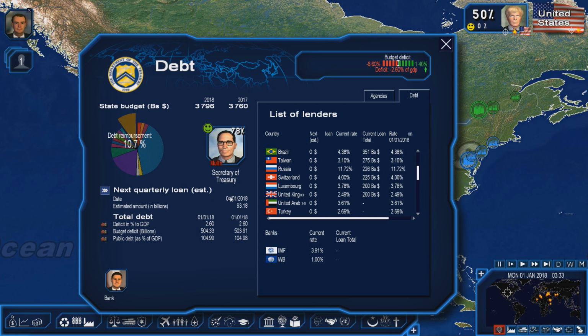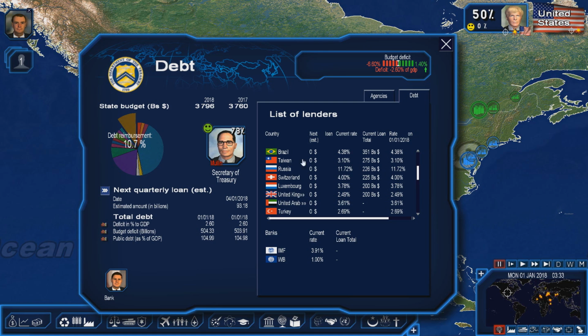What we see here is the next quarterly loan date. From what our creditors are projecting, the next quarterly loan is going to be nearly $100 billion. This can vary depending on how much money you used in the previous quarter, and it goes up and down depending on what you're doing.